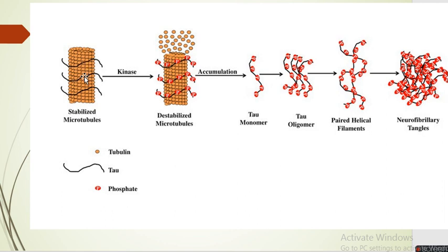Microtubule never transmits the neurotransmitter properly, so they accumulate, forming a monomer, then oligomer, then paired helical filament, then neurofibrillary tangles, meaning abnormal twisting of tau protein. That tau protein becomes phosphorylated, so NFT. So this is the main histopathology or main biomarker or main diagnostic feature of Alzheimer disease, in which there is a destabilization of microtubule and formation of abnormal twisting of protein.